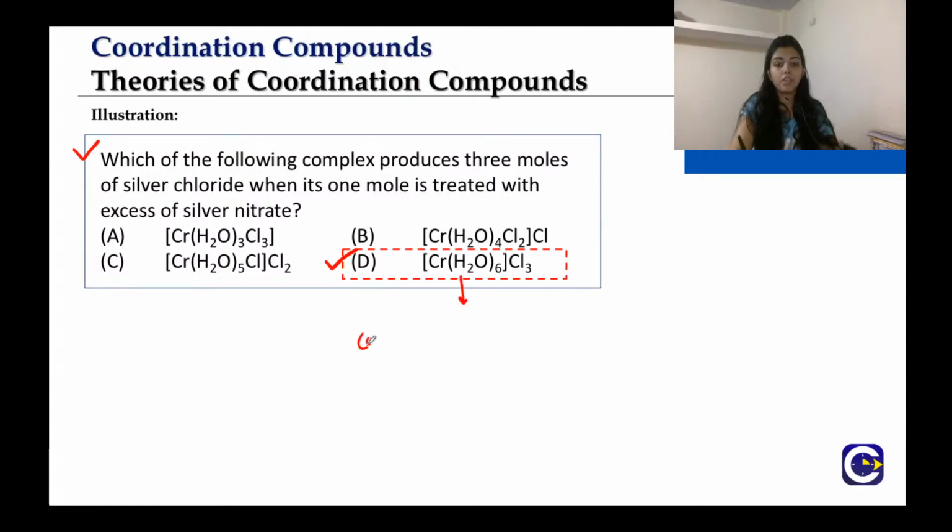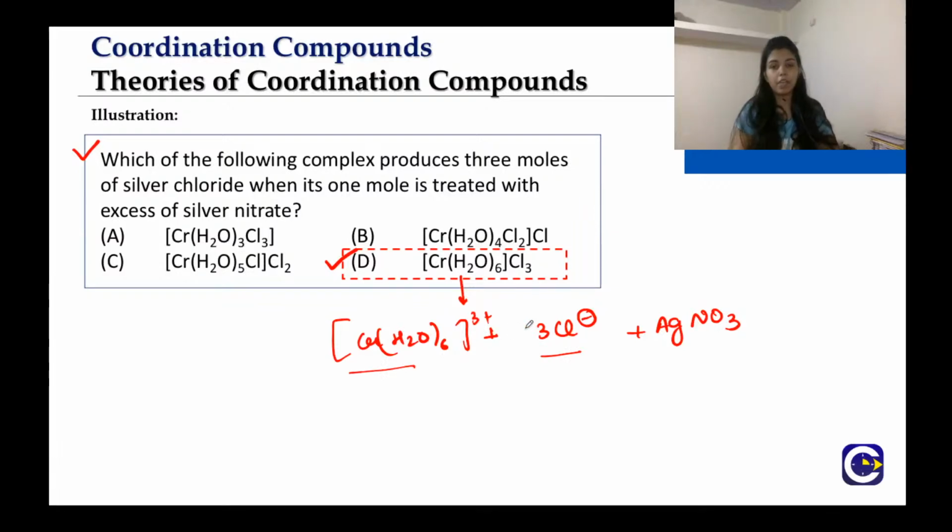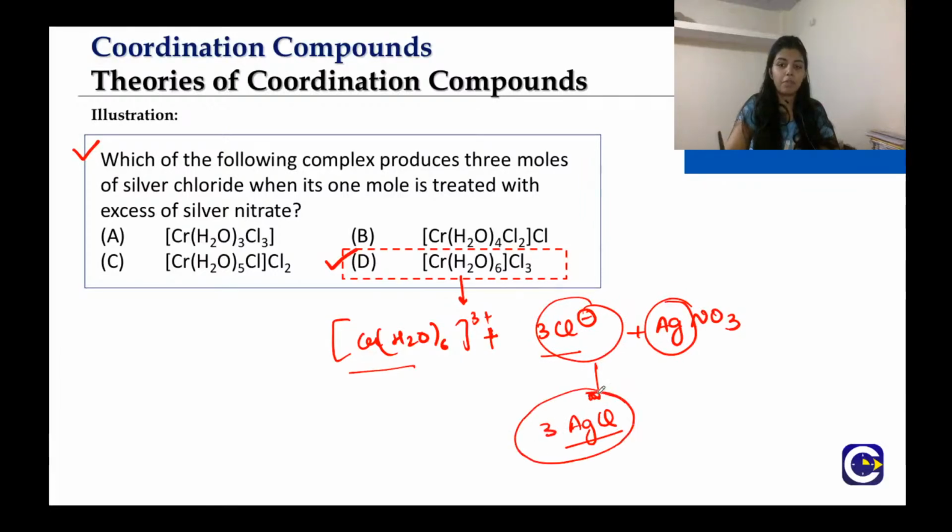Because it will dissociate into [Cr(H2O)6]3+ and 3Cl-. Basically in aqueous solution these will ionize. The ionization sphere and the coordination sphere will separate out as ions in the aqueous solution, and this Ag+ and Cl- will combine to give a precipitate of AgCl, that is 3 moles of AgCl, because we are adding excess of silver nitrate. So all Cl- will form AgCl as a precipitate. Good.